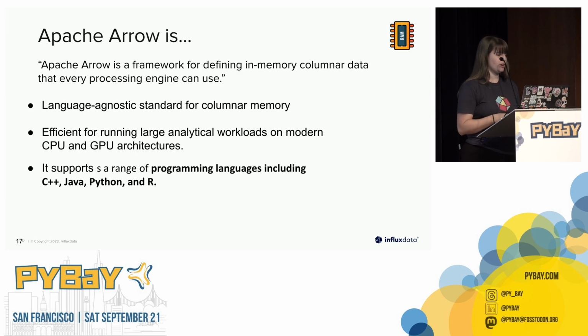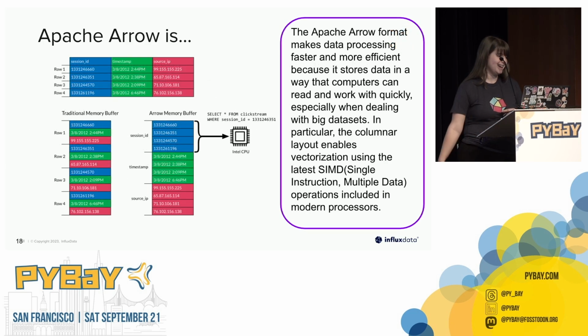Apache Arrow, though, is a framework for defining in-memory columnar data that every processing engine can use. So Apache Arrow powers a lot of data analytics tooling, and it powers a lot of databases. Basically, it's a language-agnostic standard for columnar memory. The only caveat is you've got to be able to read from a columnar memory format. It's very good for running large analytical workloads because it takes advantage of more modern CPU and GPU architectures, and it supports a pretty wide range of programming languages, including C++ and Java, they don't matter, we care about Python and R. This is straight from the Apache Arrow website, just a heads up.